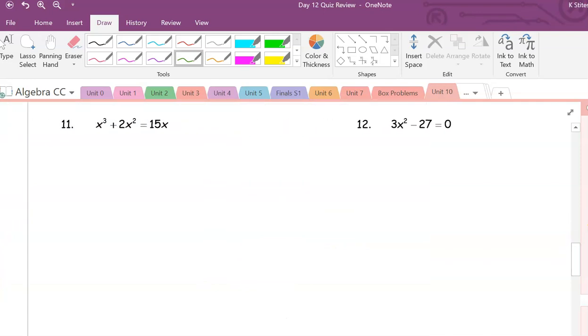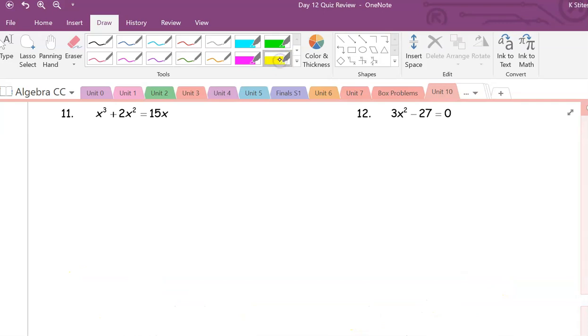All right, the last 2 we're going to do are 11 and 12. We are skipping 13. Number 11, again, you don't have an equal 0. So we will start by subtracting that 15x over. And ordinarily that 15x would go in the middle, but if you notice here, everybody has an extra x. We have x cubed, and we have x squared, so this 15x actually needs to go at the end.